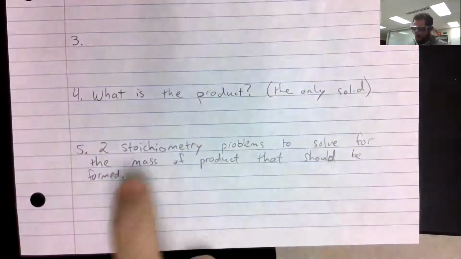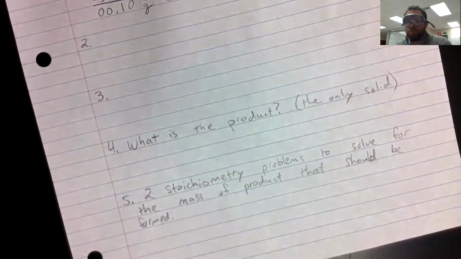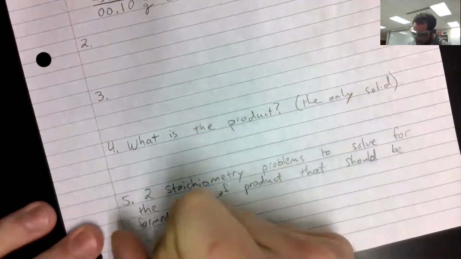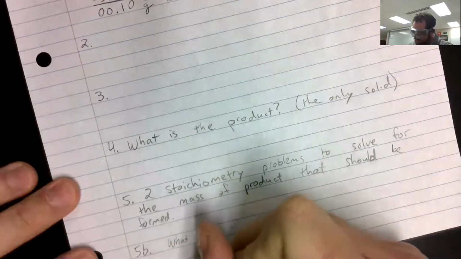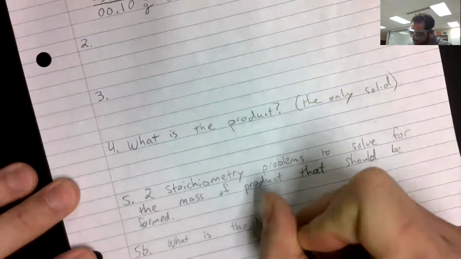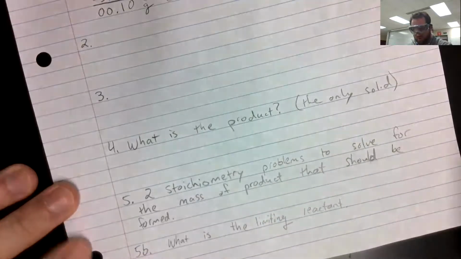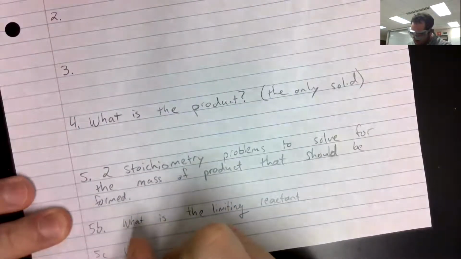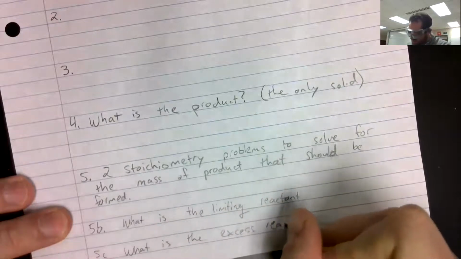Hopefully this time, you guys have figured out the two stoichiometry problems, and you've been able to figure out how much product we should be able to form. So question 5B from the lab then asks, what is the limiting reactant? And question 5C, what is the excess reactant?